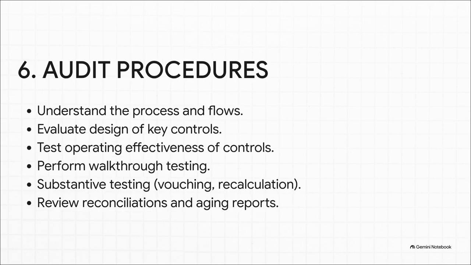So how do we actually do the heavy lifting to test these controls? An auditor first has to fully understand the process and flows, evaluate how the key controls are designed, and then test their operating effectiveness. This means doing walkthrough testing and substantive testing, which involves things like vouching, recalculations, and confirmations. Lastly, we review the reconciliations and aging reports.